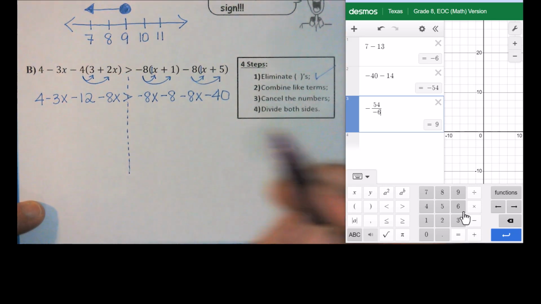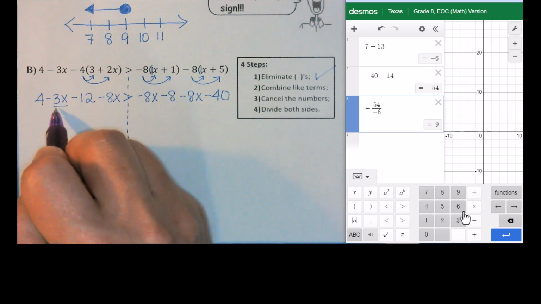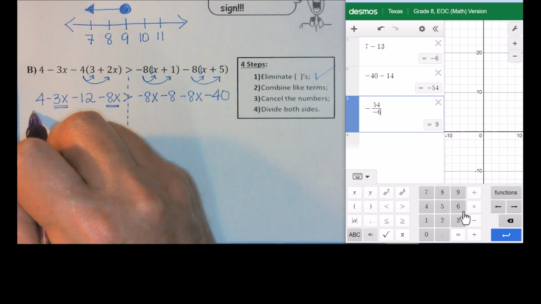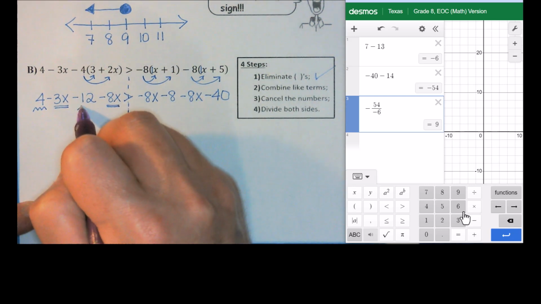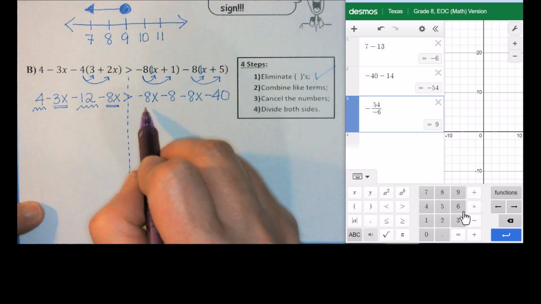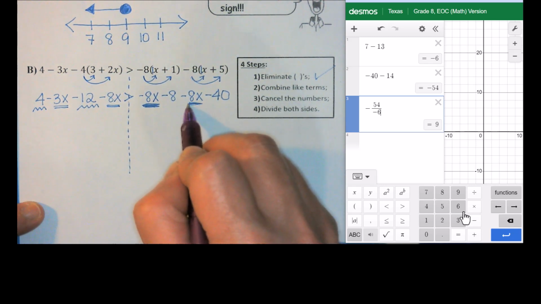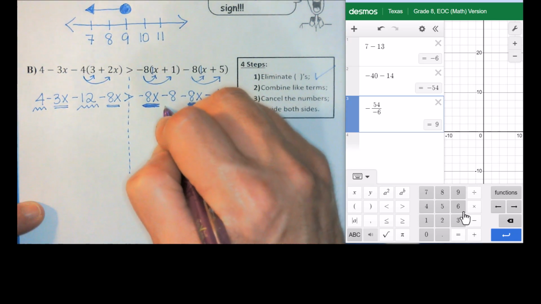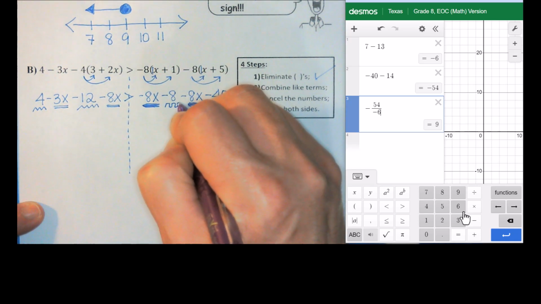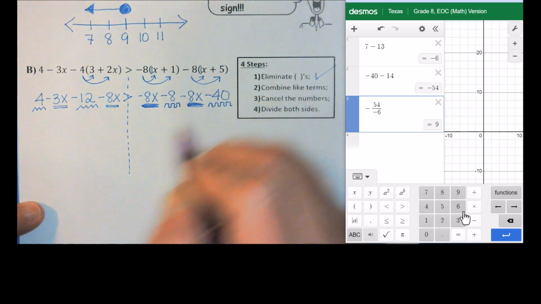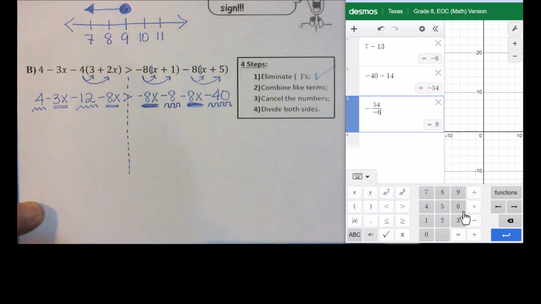Next step. So we finished the first step. Now the next step is combine like terms. So let's go ahead and combine 3x with -8. And then we're going to combine 4 with -12. On the other side, I have -8x minus 8x. And here I have -8, and it's going to combine with -40. Very good.